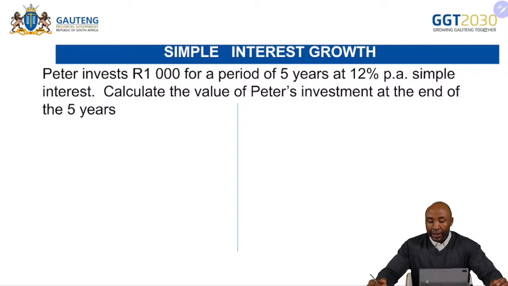We are given that Peter invests 1,000 rands for a period of 5 years at 12% per annum simple interest. Calculate the value of Peter's investment at the end of the 5 years.